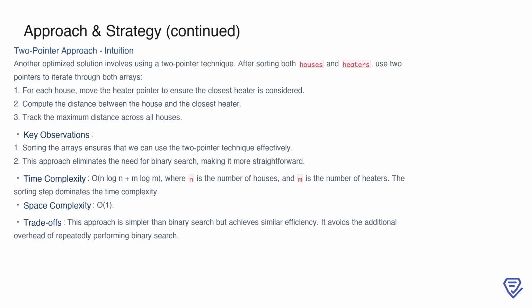The two-pointer approach eliminates the need for binary search, making it more straightforward while still leveraging the efficiency of sorted arrays. The time complexity is O(n log n + m log m), where the sorting step dominates, and the space complexity remains constant. This method simplifies implementation while maintaining efficiency, offering a good balance between speed and clarity. It ensures that we avoid redundant computations, making it an attractive choice for solving the problem.